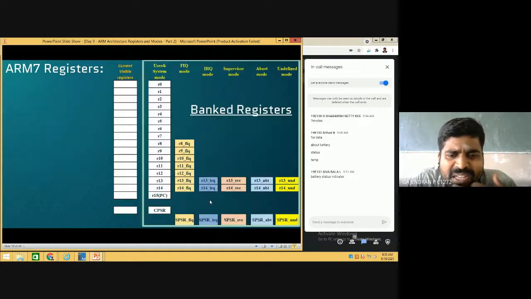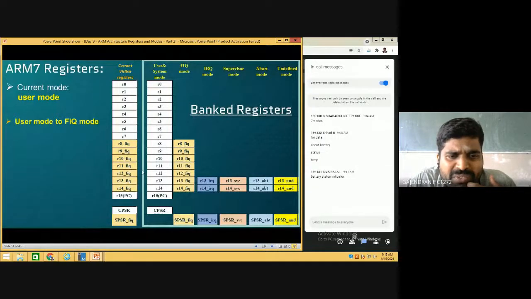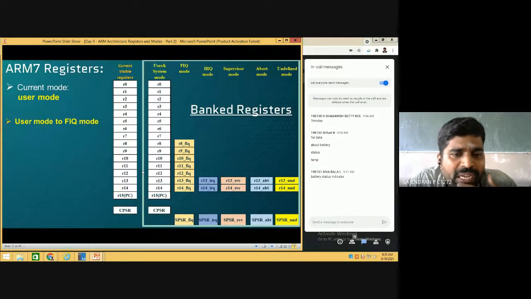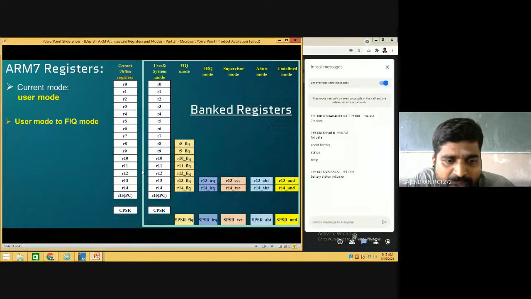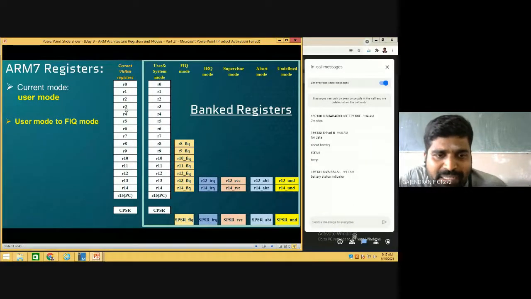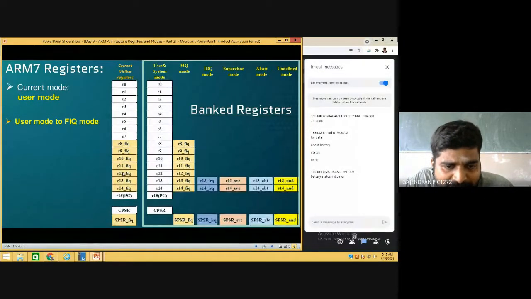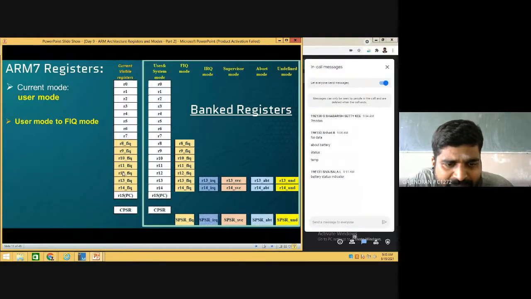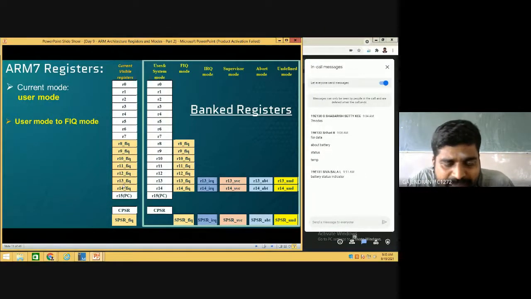Then what else we have discussed is the user mode. Once I switch from the user mode to the FIQ mode, these are all the new registers that appear as bank registers. Initially only the white boxes are available. Once you enter into the fast interrupt request, immediately the dark yellow registers will appear, that is R8 to R14, then SPSR.